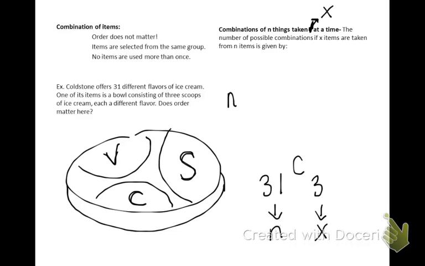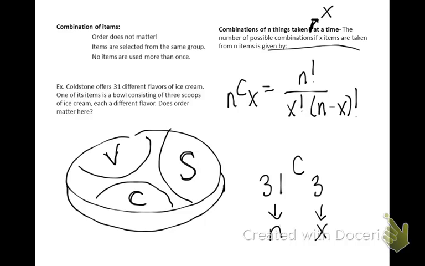Notationally, we write this as n choose x. And the formula says to do n factorial divided by x factorial times n minus x factorial. This is the general formula that we will be using to work out combinations. Let's work through some examples using our combination formula.